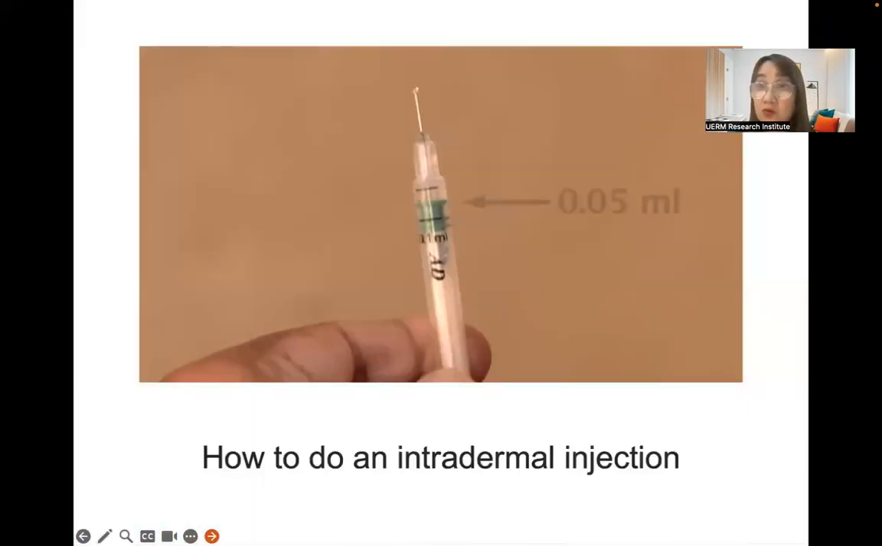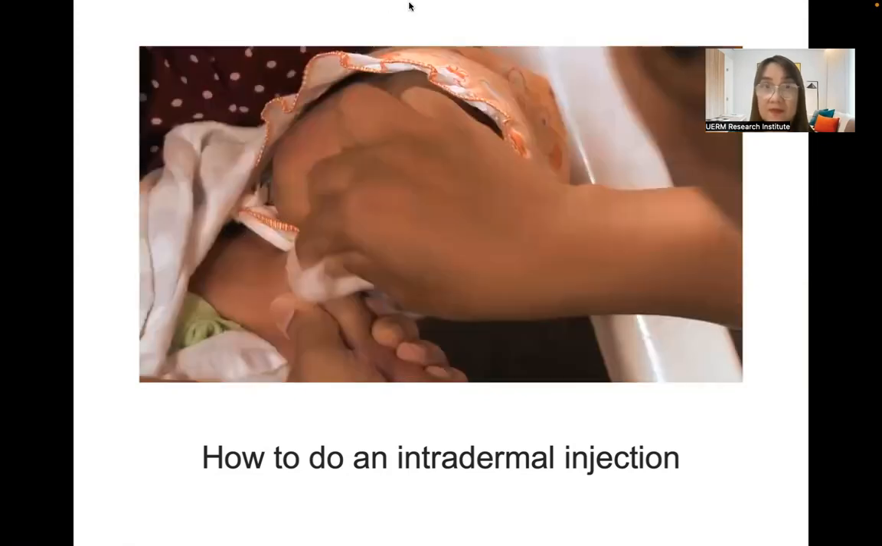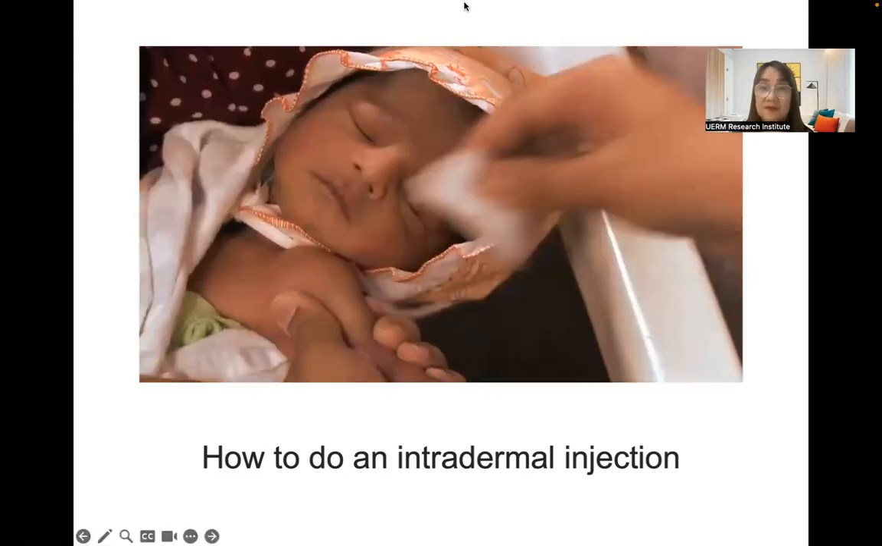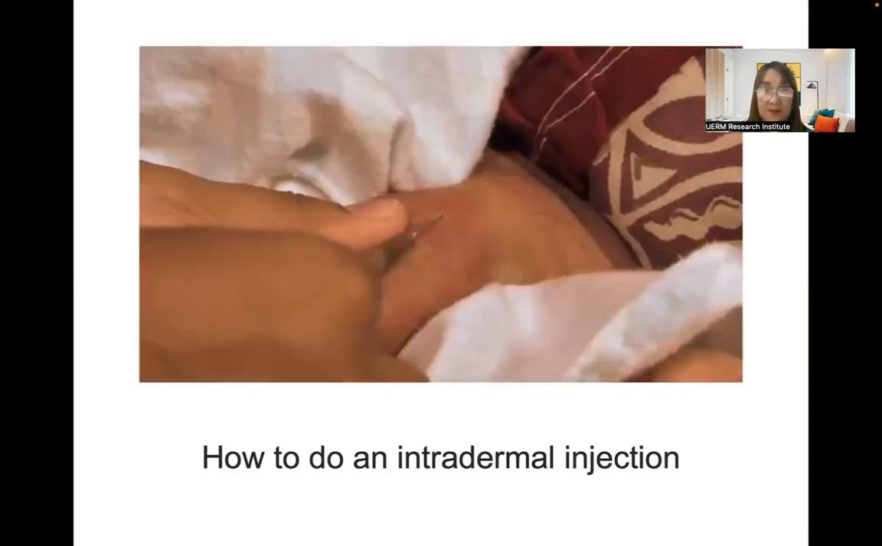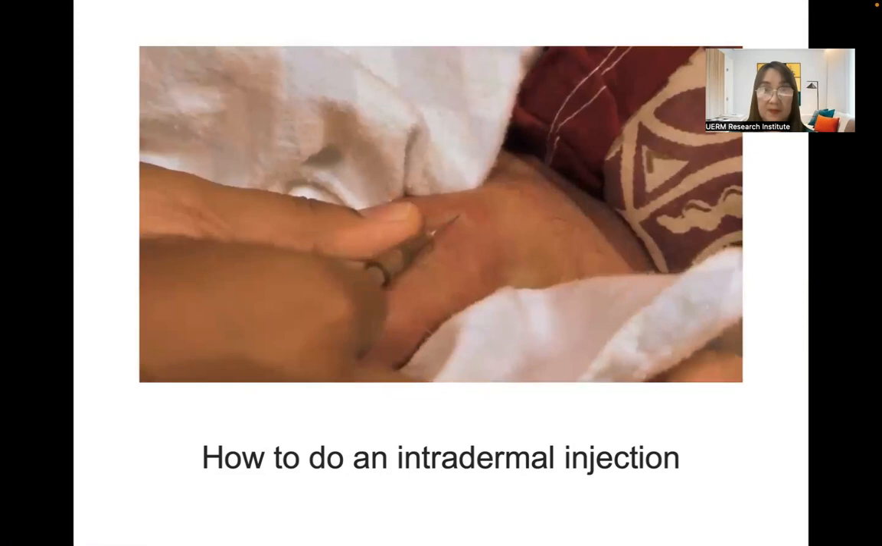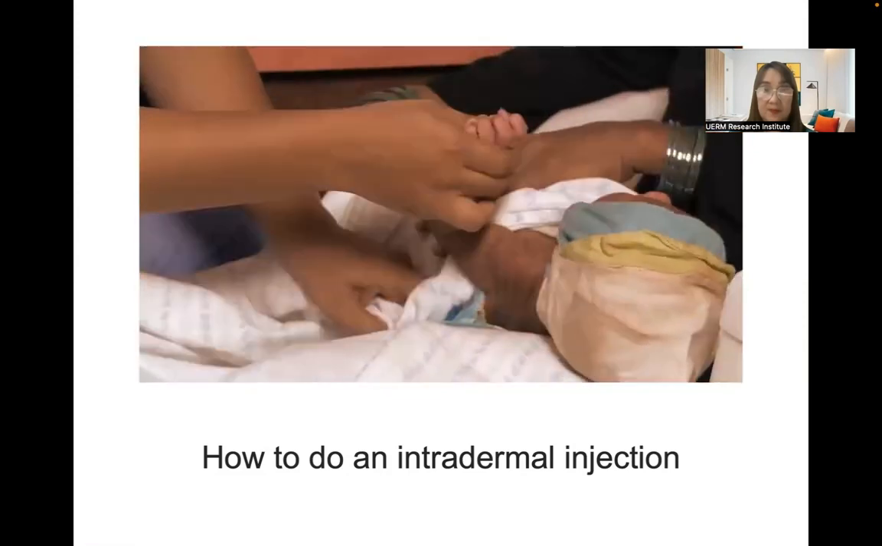I'm going to show you how to do an intradermal injection, which is the route of administration for a BCG vaccine. A baby. Giving an intradermal injection correctly takes practice and patience because you are injecting the vaccine into the very thin skin layer. Wrap the baby well to reduce his movements.